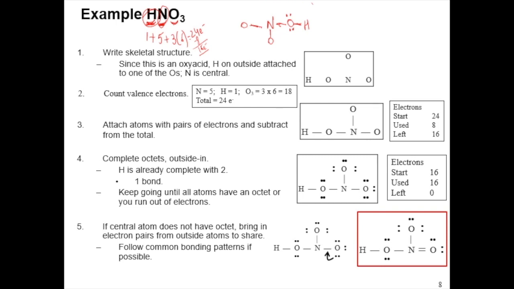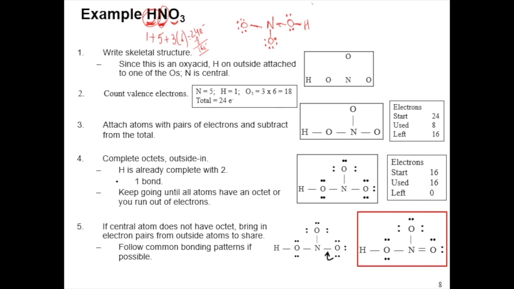We need 16. We have added 1, 2, 3, 4, 5, 6, 7, 8, 9, 10, 11, 12, 13, 14, 15, 16. So I've already added 16 electrons and I'm done with all the electrons. I cannot add any more electrons. So this is done. Now let's see if each of my atoms here is happy and satisfied.